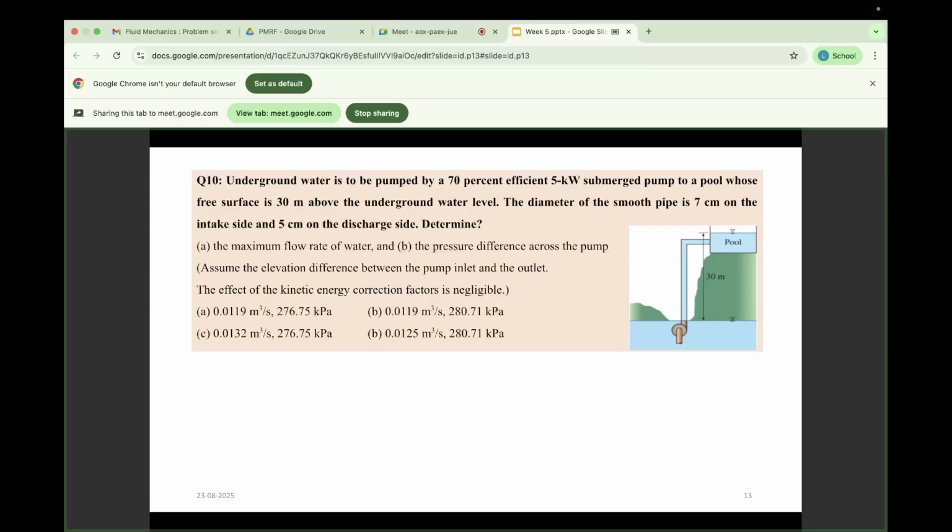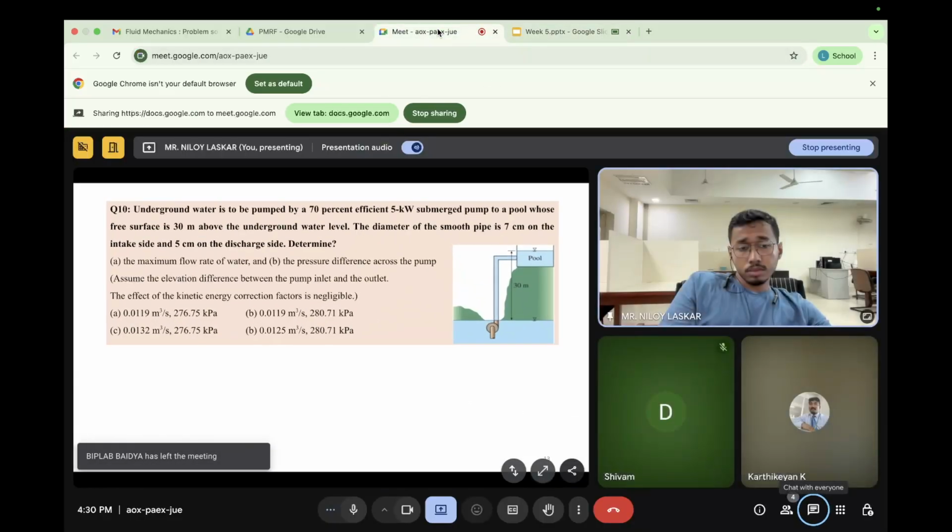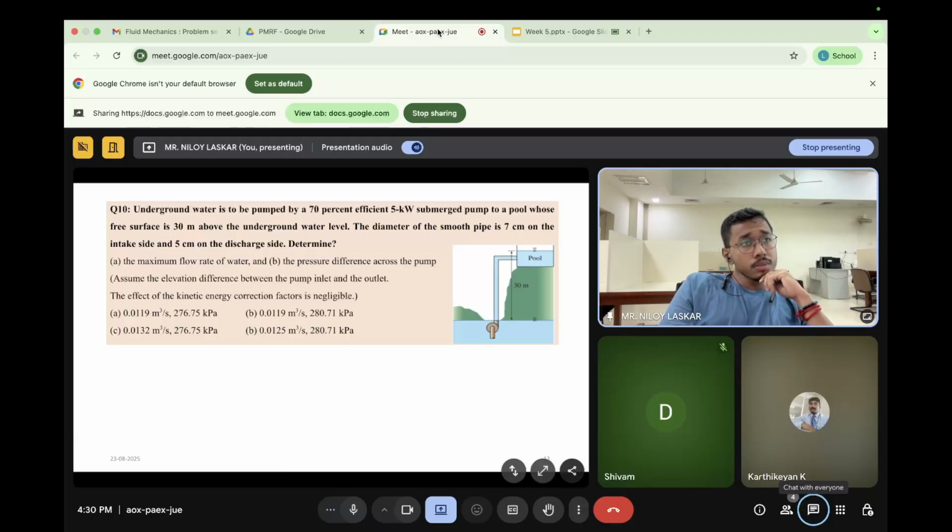So please try. I am giving you 3 minutes to solve this one. It's a tricky one. See this question, as you are asked to find the flow rate, the continuity equation is required. Right, pressure difference is asked, so Bernoulli's equation is also required. So now it's up to you how you utilize this to solve. The hints are also given.